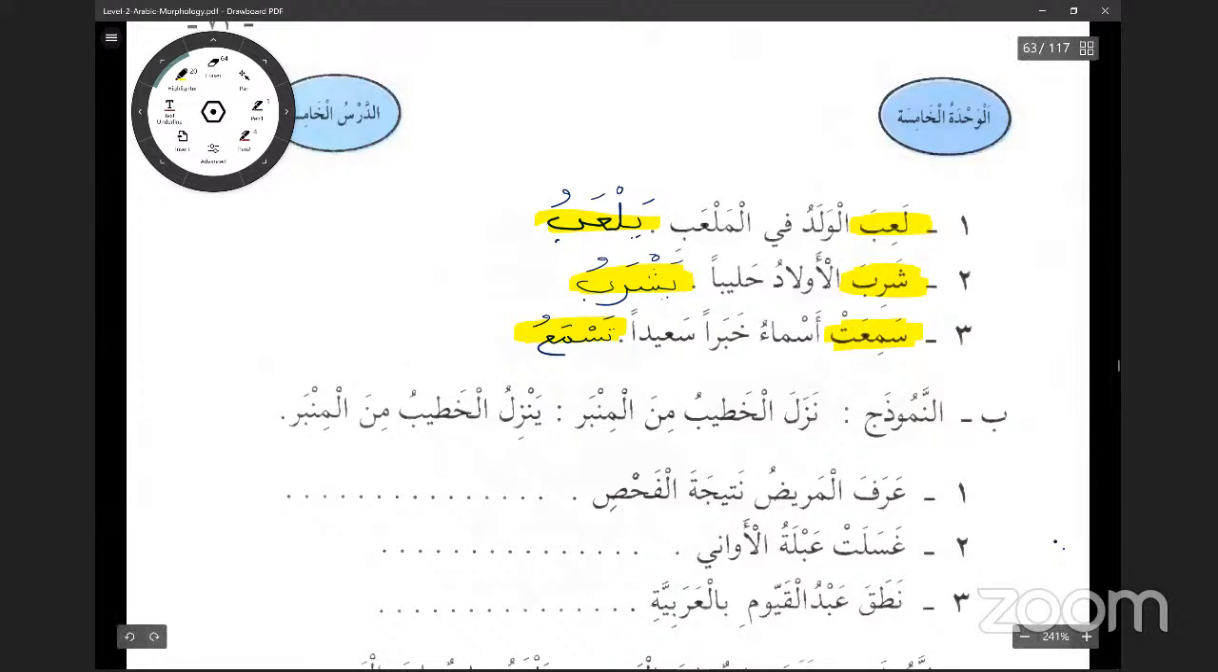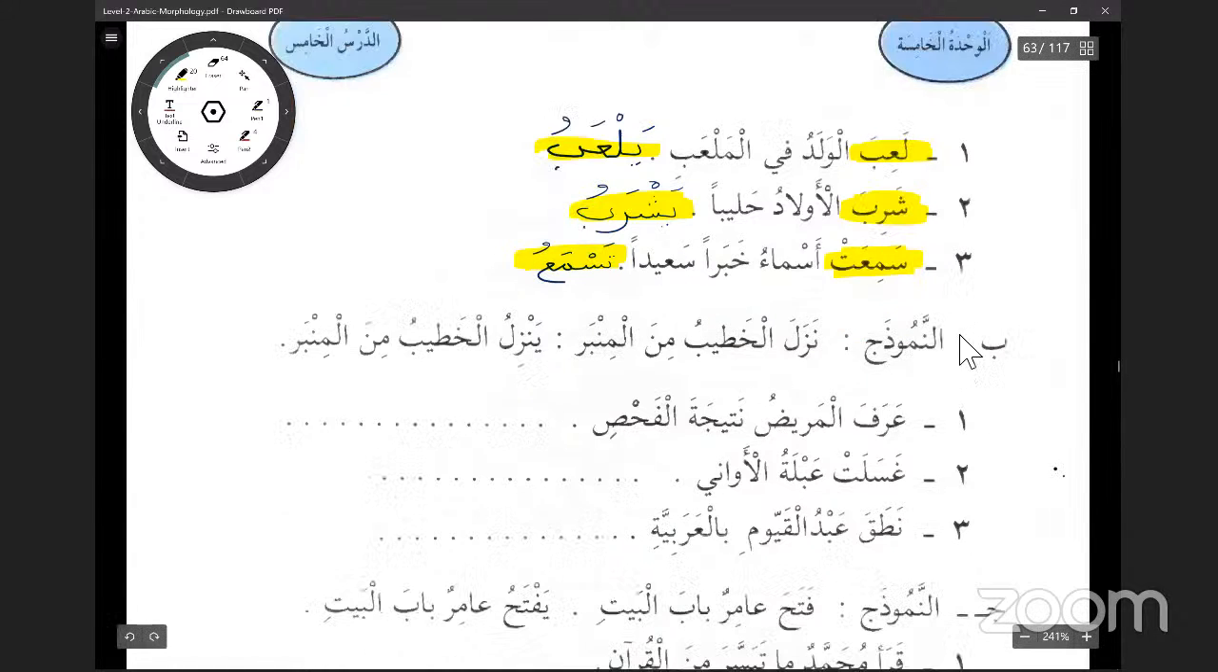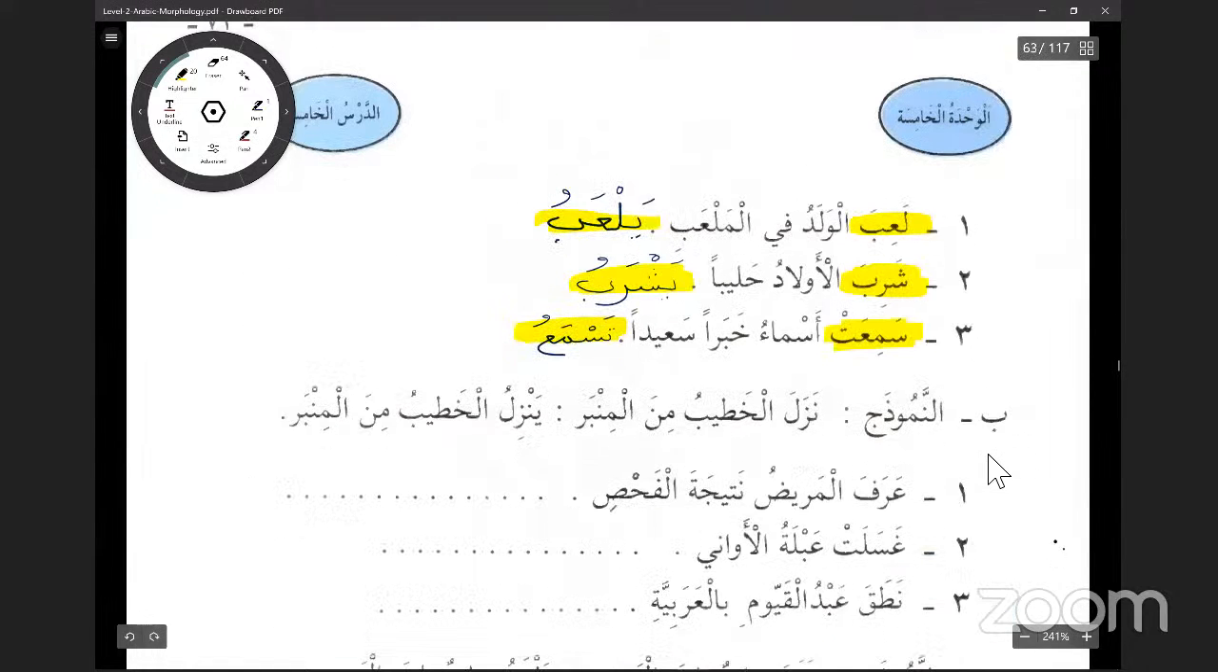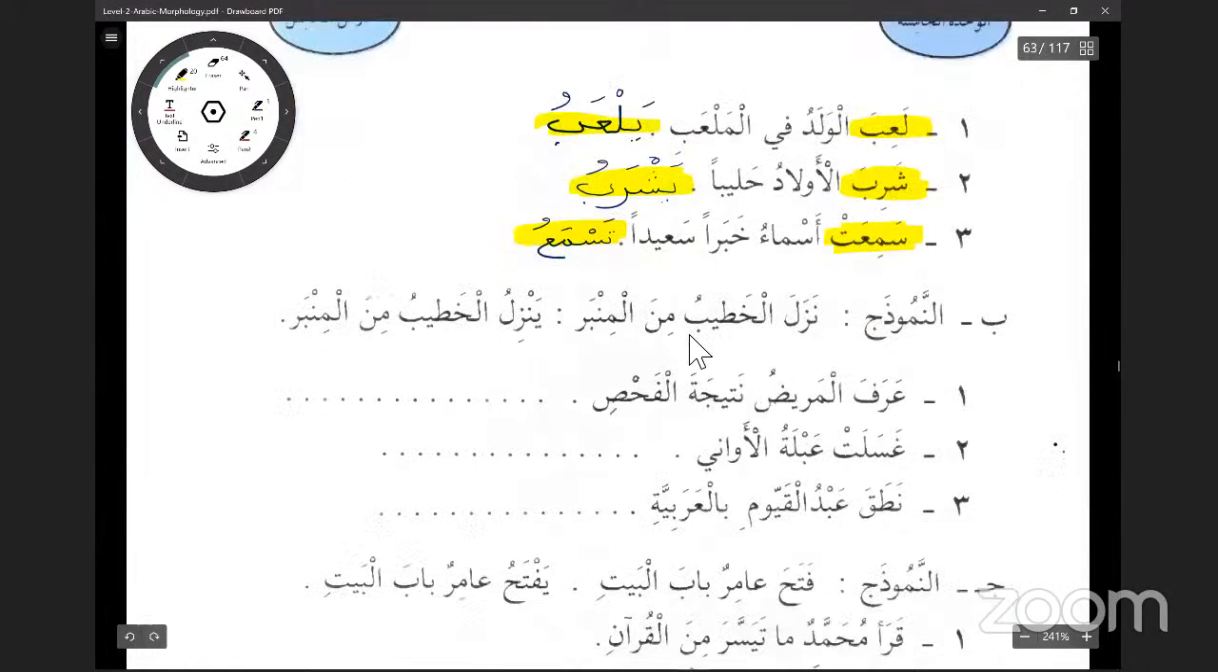And then next, Namudaj, the ba, that was alif or hamza. Now we go to ba. The namudaj says, Nazal al-khatibu min al-mimbar. Yanzilu al-khatibu min al-mimbar. So more of the same. Nazala here, for those that don't know, we covered this, means to descend, or to come down. So here it says the khatib came down from the mimbar after giving the khutbah, of course. Yanzilu al-khatibu min al-mimbar, the khatib is coming down from the mimbar.